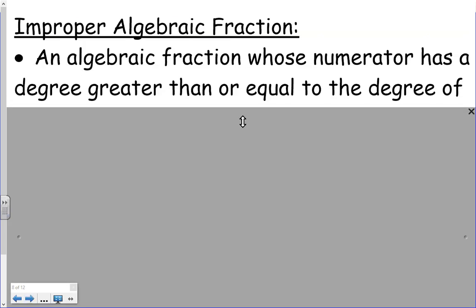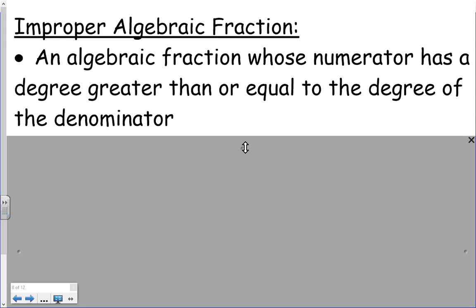All right, the first variation here is dealing with what we call an improper algebraic fraction. And an improper algebraic fraction is just an algebraic fraction or expression whose numerator has a degree that's greater than or equal to the degree of the denominator.